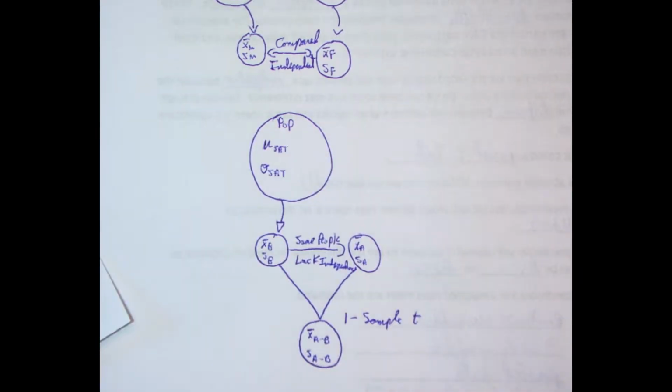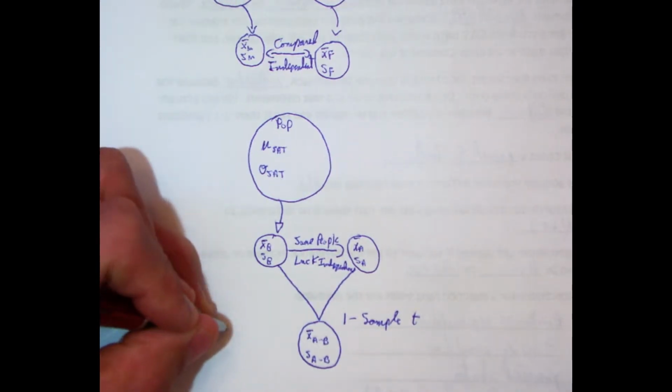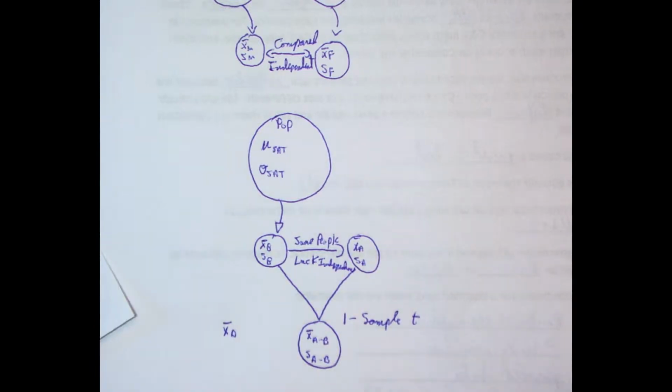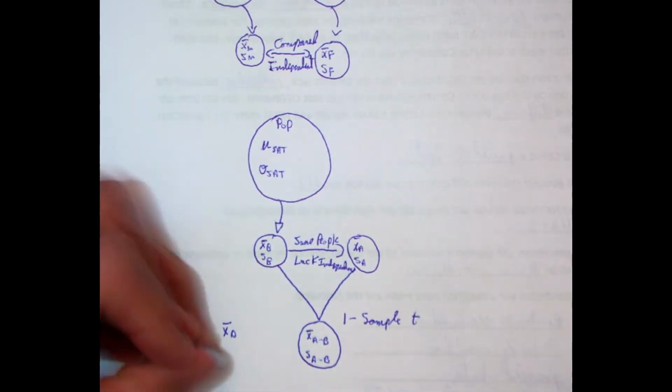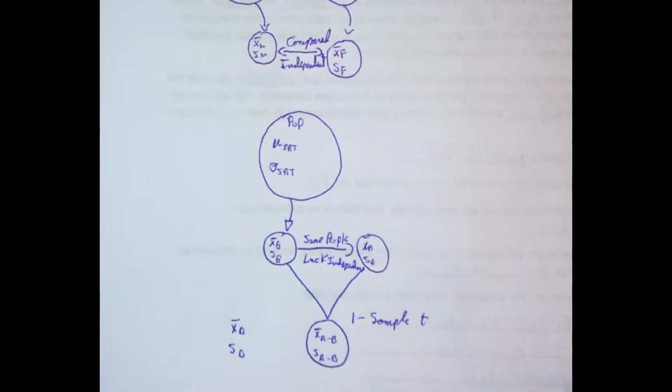in that we're going to take the before and after data and create a third list, and that list is going to be called the difference. So this X bar of A minus B is actually going to be X bar sub D, and this S sub A minus B is going to be S sub D. That's going to be the standard deviation of the difference. And that's really what we're going to wind up testing when we do a matched paired test.